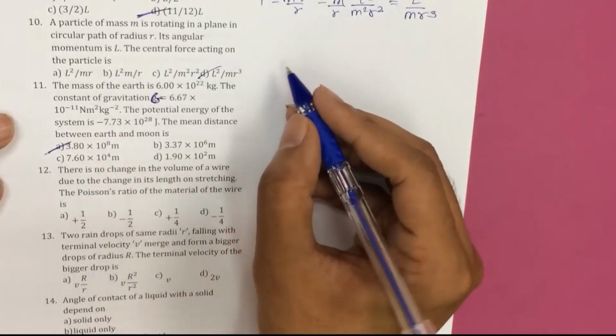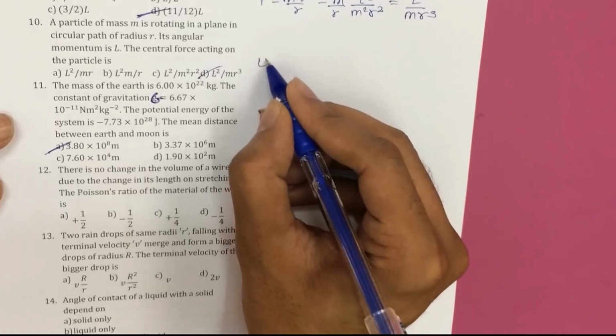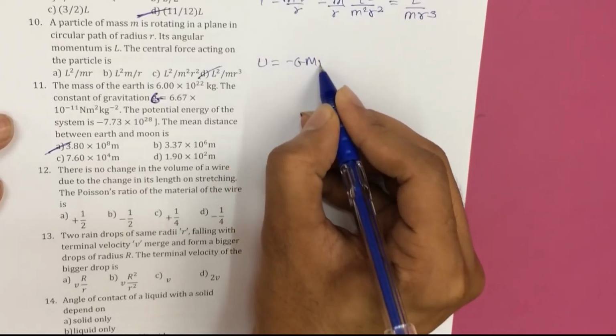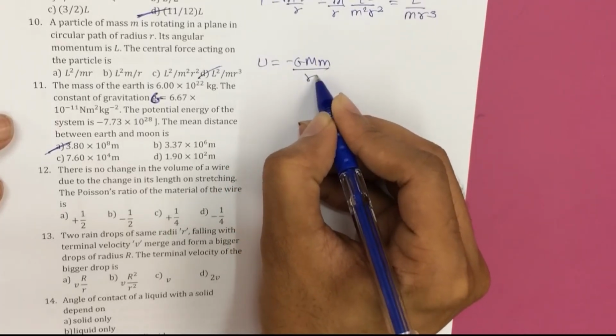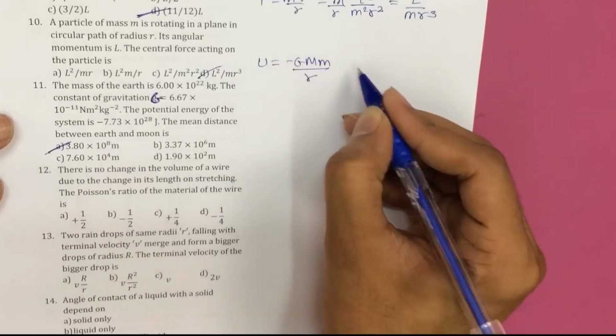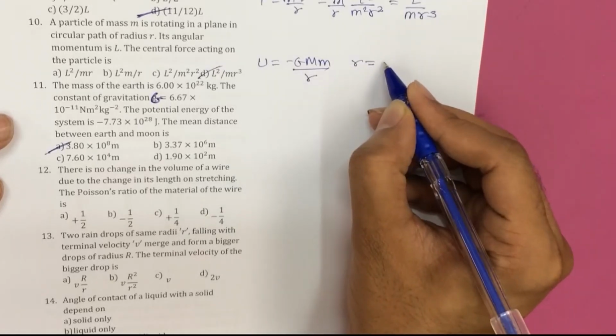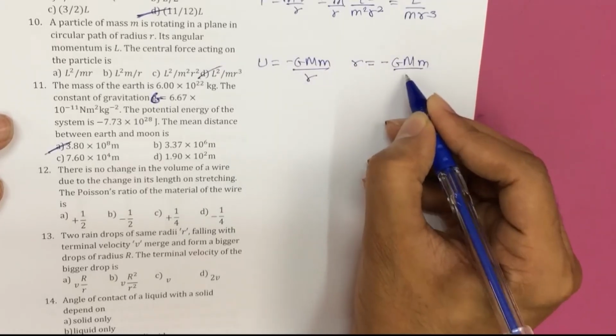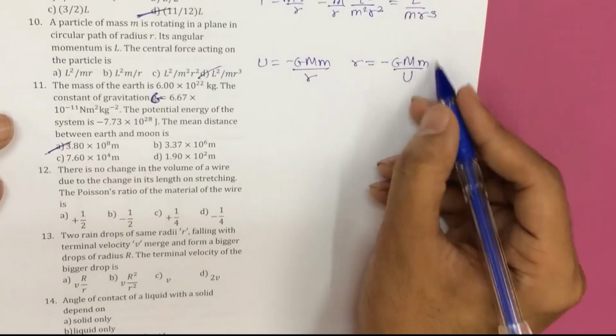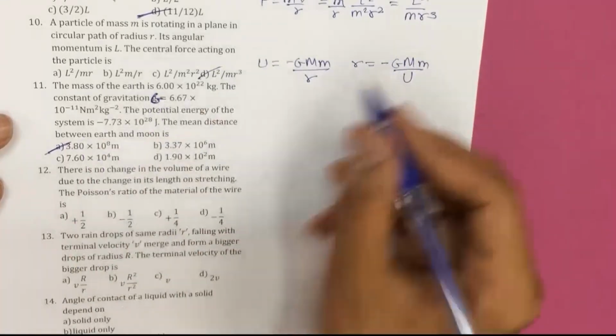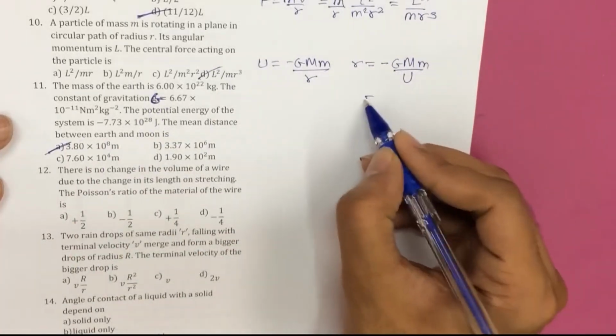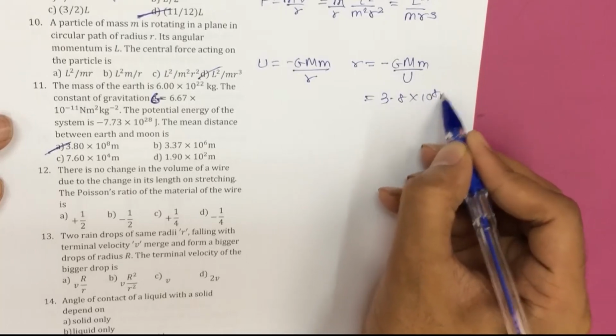That is option A. If you want to solve it, you will use the equation U equals minus G M m divided by R. So R would be minus G M m divided by U. You know all the values given in the question, substitute, and you will get the answer as 3.8 multiplied by 10 raised to 8 meters.